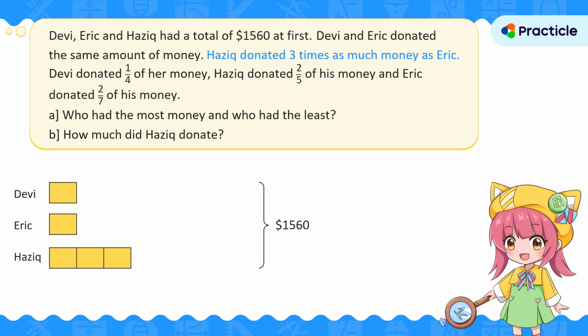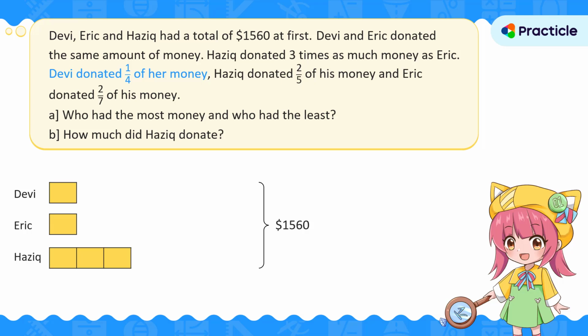Now that we're done comparing the amount of money that each of them donated with respect to one another, we're going to look at how much each of them had in the next part. We're given that Devi donated 1/4 of her money, Hazik donated 2/5 of his money and Eric donated 2/7 of his money. Oh dear, that sounds pretty confusing. So many fractions. Stay with me, alright? We'll get through this together step by step.